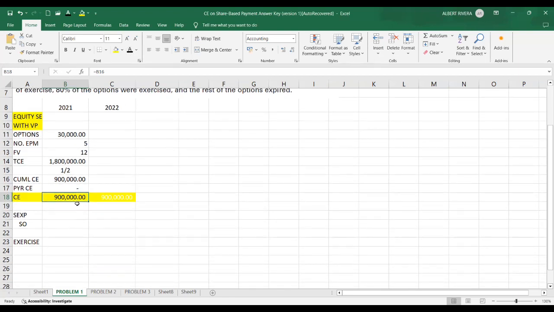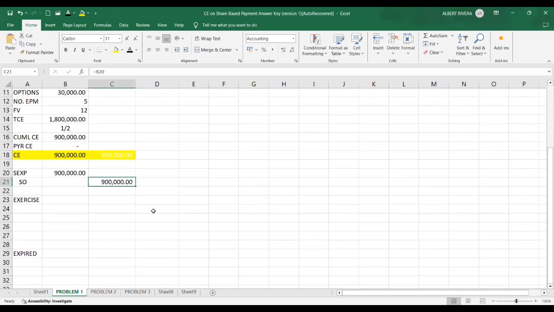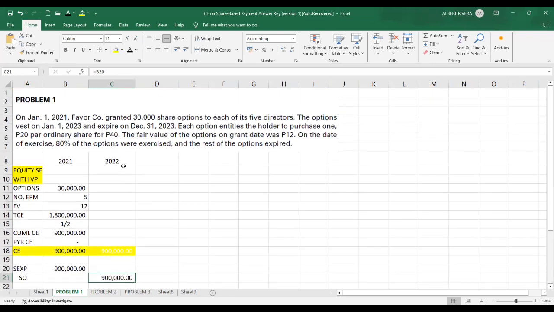And the entry for that 900,000 is salaries expense, or compensation expense, or remuneration expense, amounting to 900,000. And you have the share options equivalent to 900,000 also. Let's now move to 2022.